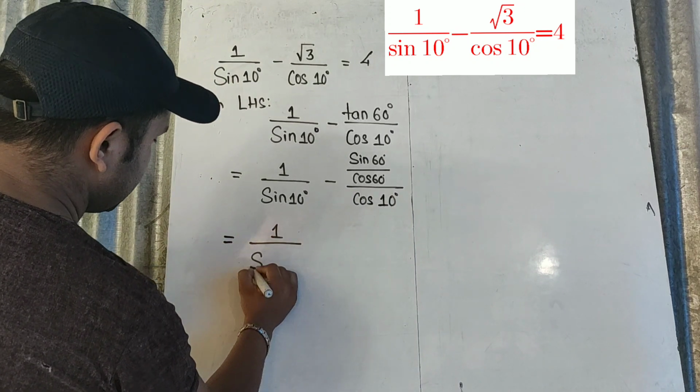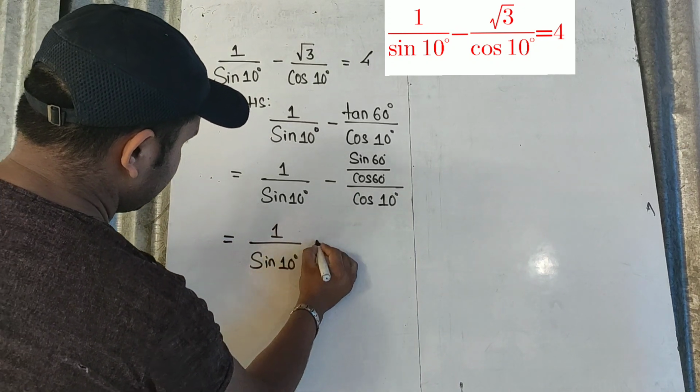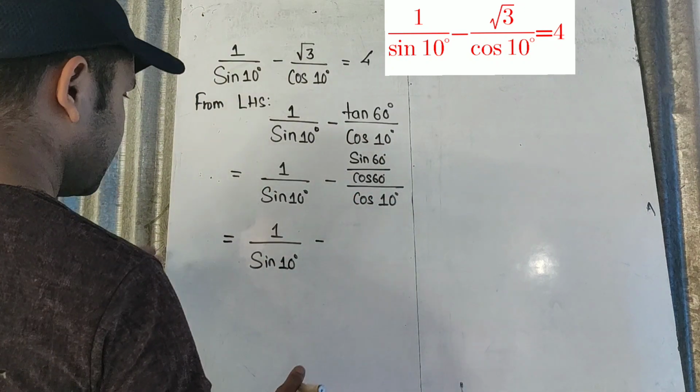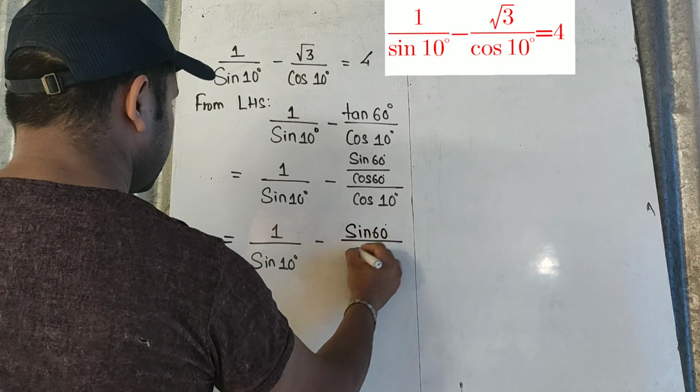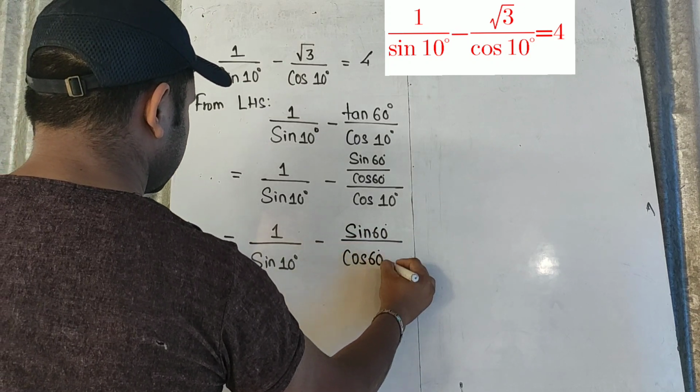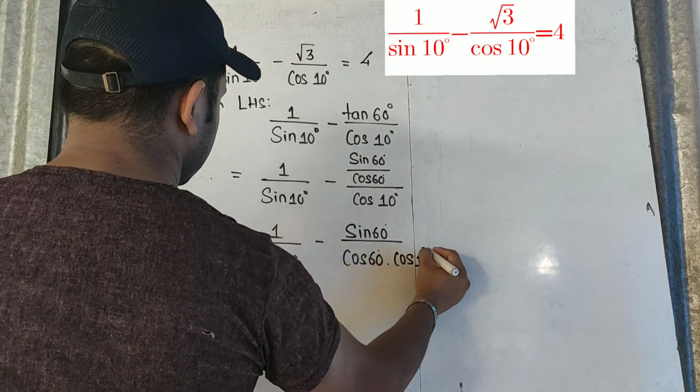Furthermore, 1 by sin 10. Now we can reciprocal this part. When you reciprocal this part, it comes to be sin 60 by cos 60 dot cos 10. I just reciprocal this part.